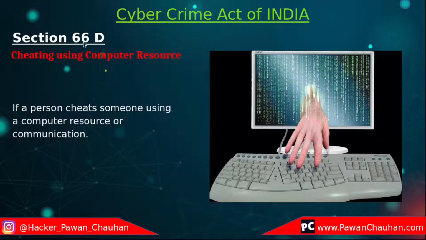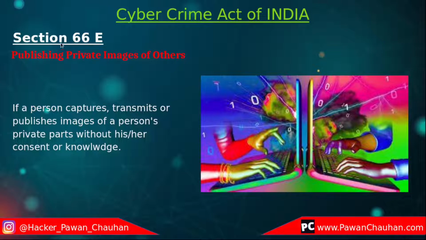Section 66D, that is cheating using a computer resource. If a person cheats someone using a computer resource or communication device, then the person is charged under 66D, that is cheating using a computer resource. Our next section is section 66E, that is publishing private images of others. If a person captures or publishes private images of another person without his permission, then the person is charged under section 66E, that is publishing private images of others.